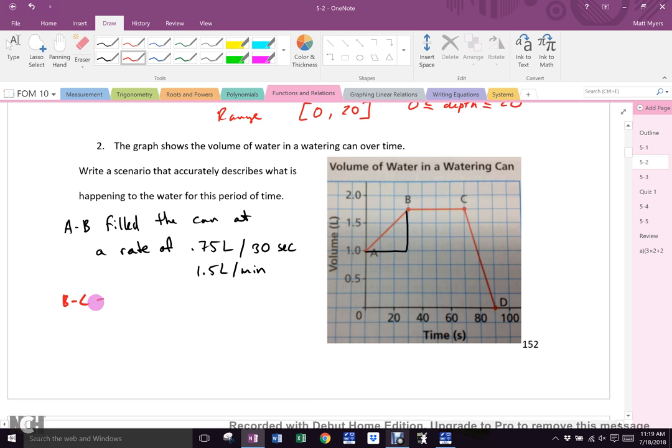Okay. What's happening B to C? What's actually happening to the water in the can? Nothing. But that's not a scenario, is it? She walks outside. She walks over.